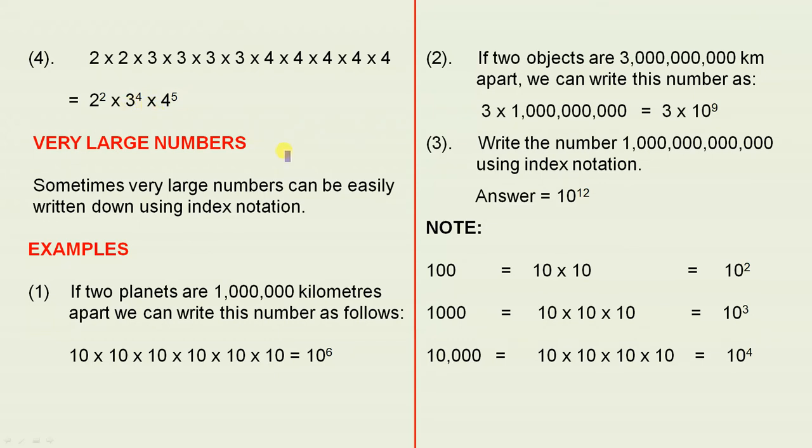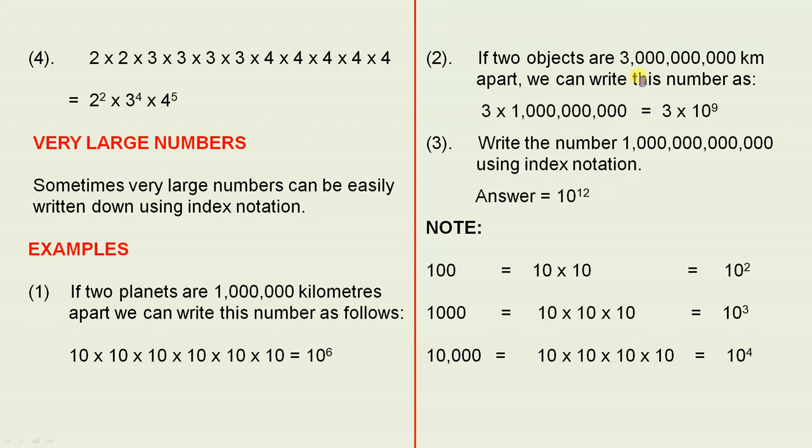Very large numbers. Sometimes very large numbers can be easily written down using index notation. Let's look at some examples. If two planets are 1 million kilometers apart, we can write this number as, now we know we can write 1 million as 10 multiplied by itself 6 times. So it's 10 to the power of 6.